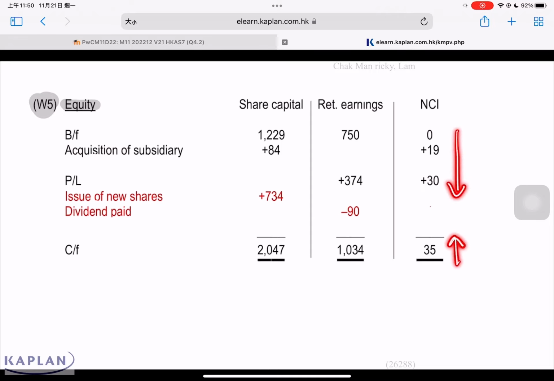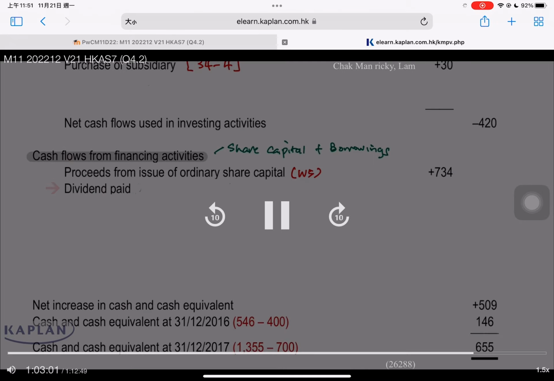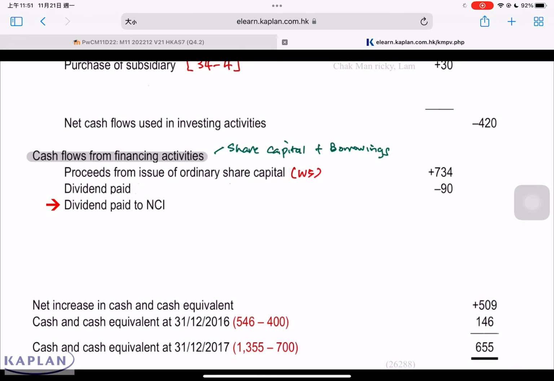Take this minus this. 19 plus 30 minus 35. So the NCI drops because we paid dividend to the NCI of the subsidiary. These are the balancing figures that we need. All of this will be used for the statement of cash flows under financing activity. Based on our discussion, there's proceeds from issue of new shares, working number 5, equal to 734. Based on the question, the dividend paid is equal to 90. The dividend paid to NCI is equal to 14.